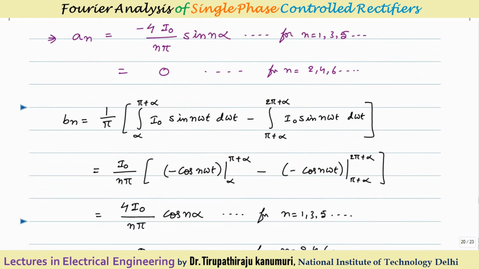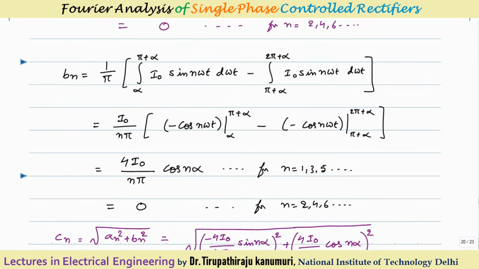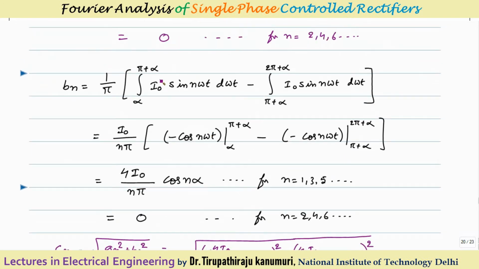In a similar way, I can derive for the case of Bn. For Bn, I have to take the output current instantaneous value, multiply with sin n omega t and do the integration. Here it is a constant current multiplied with sin n omega t. When simplifying, directly we get 4 I naught by n pi cos n alpha. This is for odd numbers and 0 for even numbers.